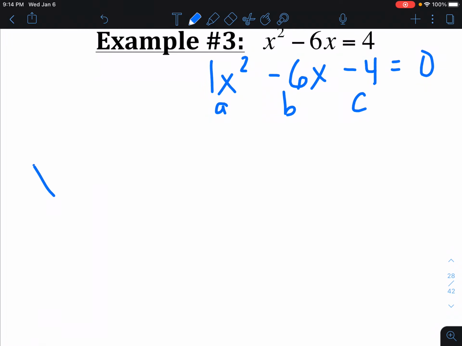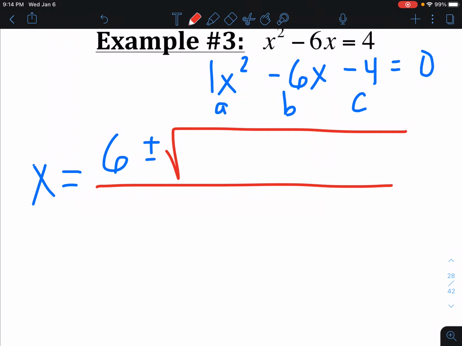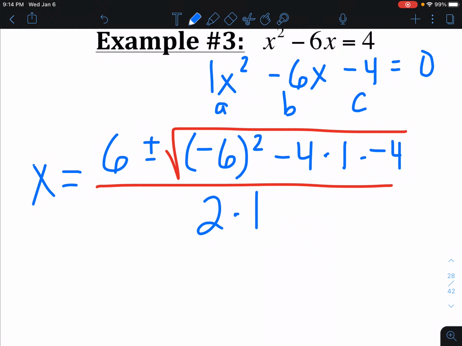I'm going to go to my formula now and substitute in the 3 numbers for the 3 letters. The formula starts with -b, so that would be b is a negative, so double negatives would make a positive 6, plus minus. Let me draw in my giant square root and my giant fraction. Then in the radical, b squared minus 4 times a times c. The denominator, 2 times a.